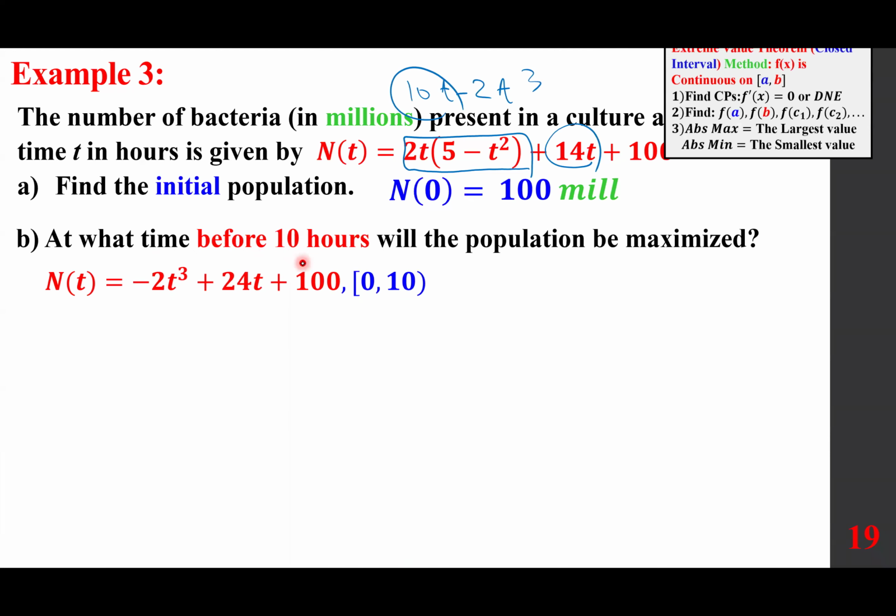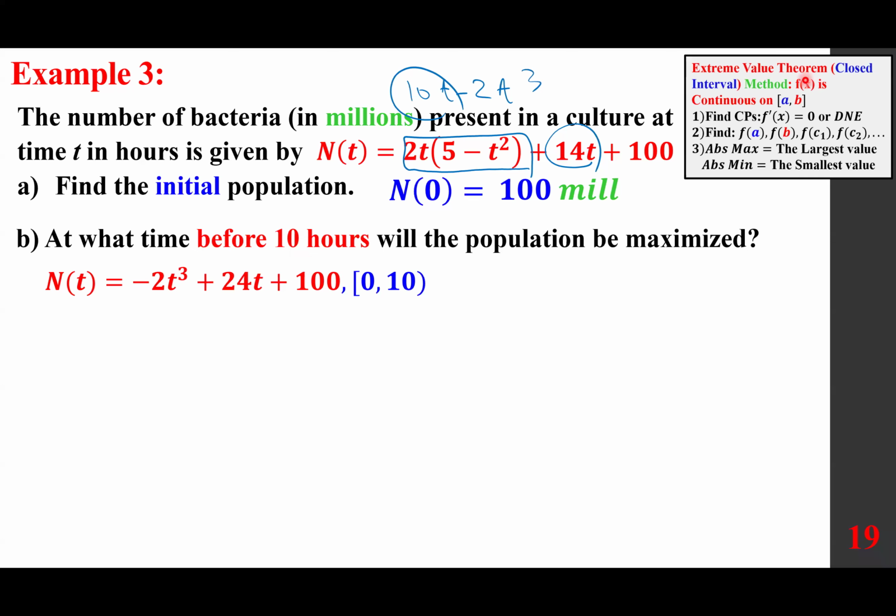I want to remind you of the extreme value theorem or closed interval method. f of x is continuous on closed interval of a to b, find CPs. f prime equals 0 or doesn't exist. Find f of a and b, the endpoints, and the critical points. Absolute max is the largest, absolute minimum is the smallest. We have found N of 0, but we shouldn't and will not find N of 10 because 10 is not included. This is a polynomial. It's continuous from negative to positive infinity, which makes it continuous from 0 to 10 closed, but 10 is not included. That's why we don't.